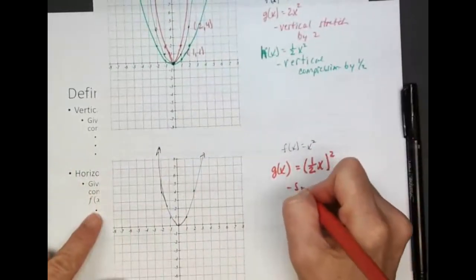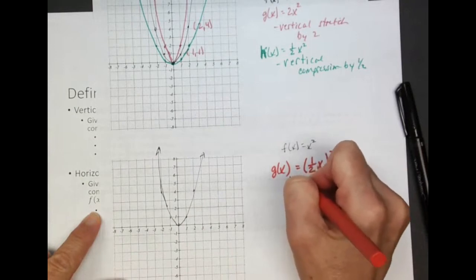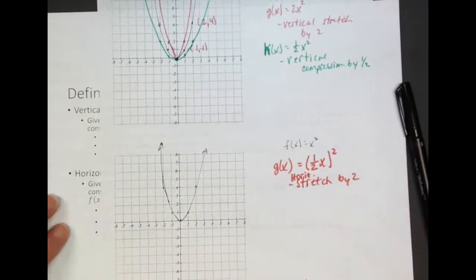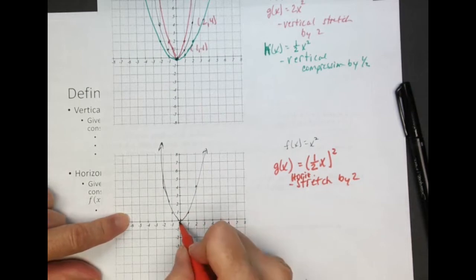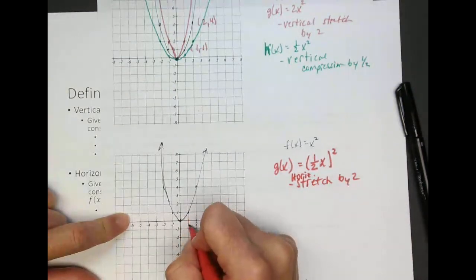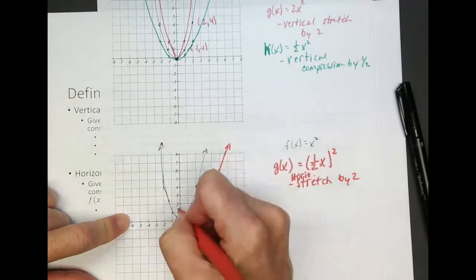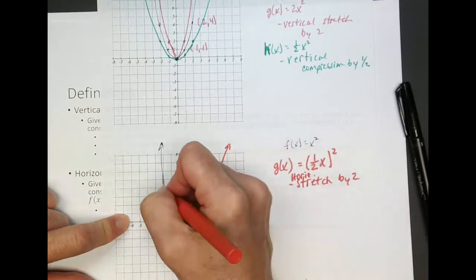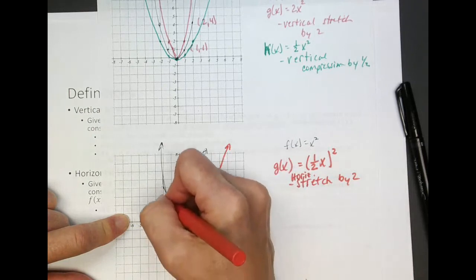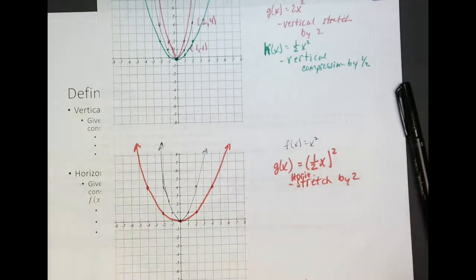Let's write that down. Stretch by 2. It's a horizontal stretch by 2. Of course, we're doing horizontals. Okay, so I'm going to multiply all my x coordinates by 2. Okay, so 0 times 2 is 0, that stays. But look, 1 times 2 is 2. 2 times 2 is 4. That's going to look like that. Let's see. Here. And here. Here we go. So I'm doing a horizontal stretch by 2 when I multiply the input by 1/2.